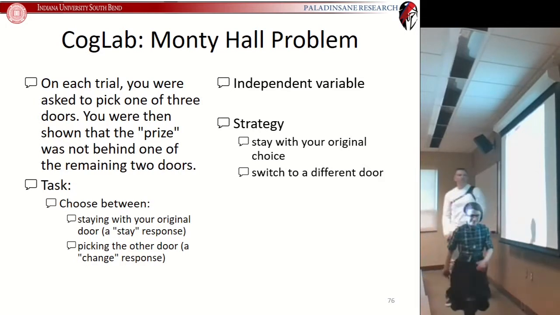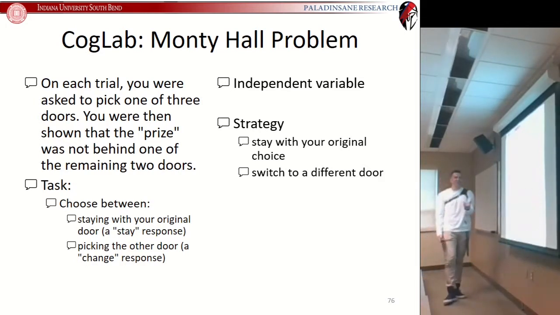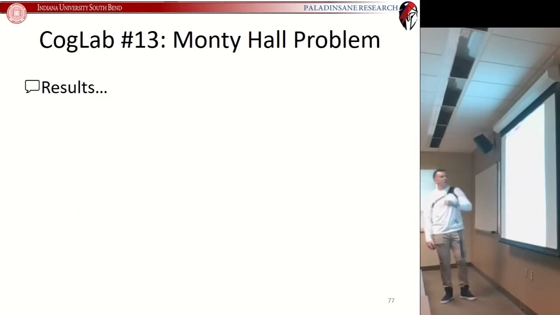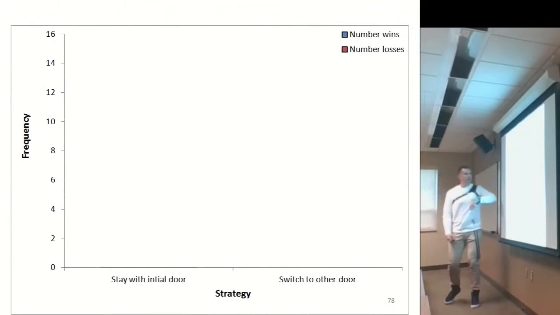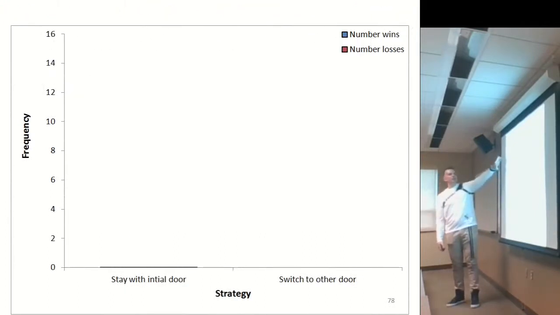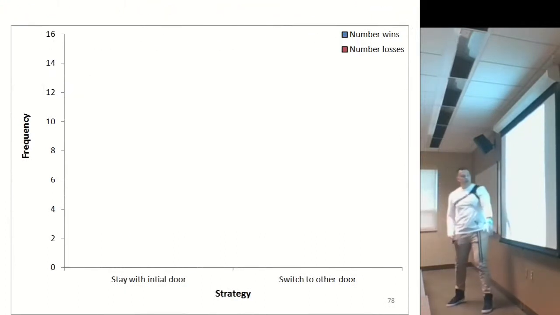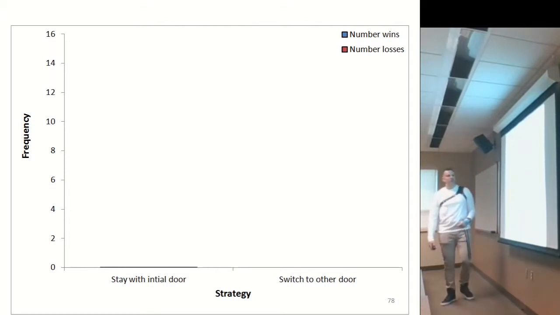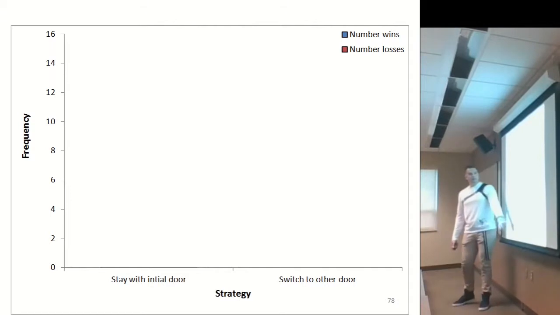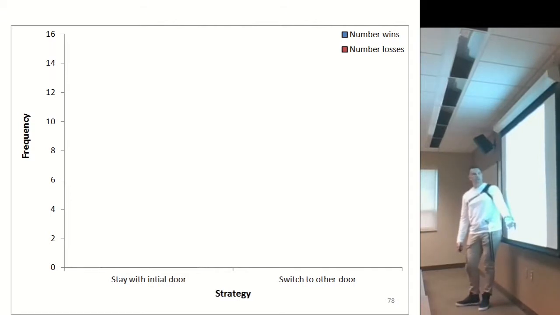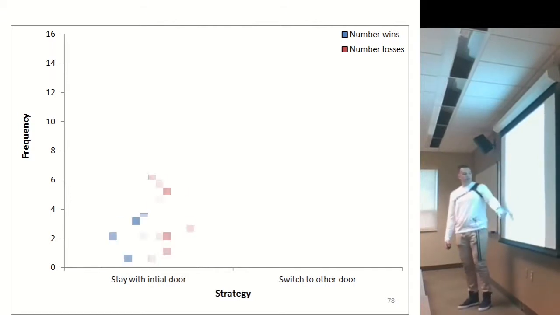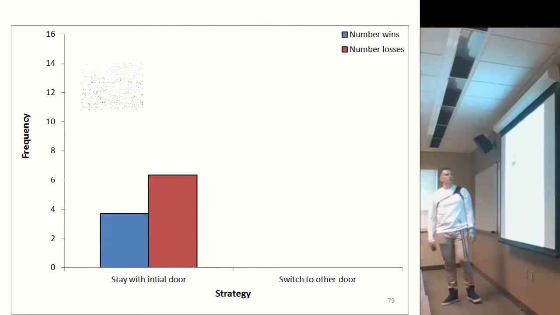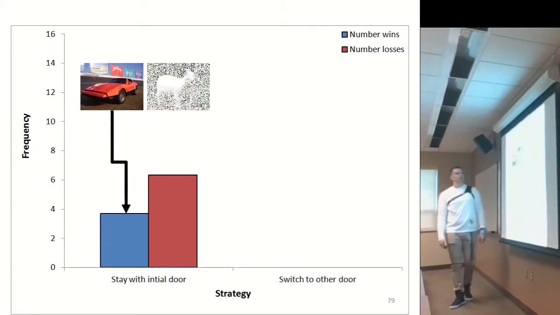Go ahead. Or you can switch to a different door. All right. So the results. What happened? Okay. So here we have the frequency with which you either won or you lost. And here we have the strategy. So did you stay with your original door, or did you switch to the other door? And if you stayed with the original door, the blue bar here is the number of wins that occurred. The red bar is the number of losses. So blue bar, you win the car. Red bar, you win the goat.